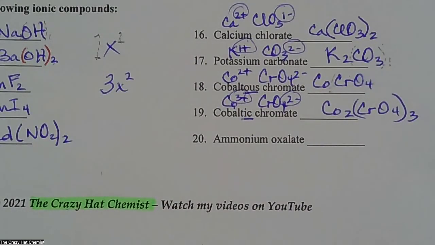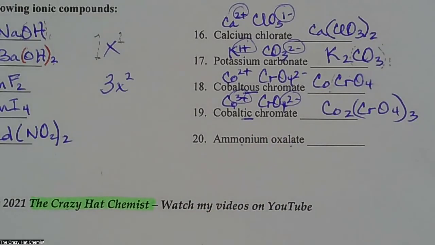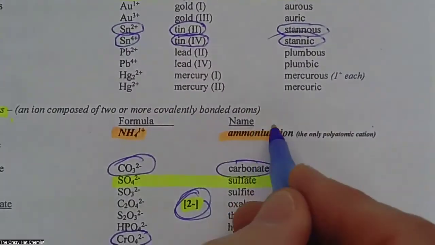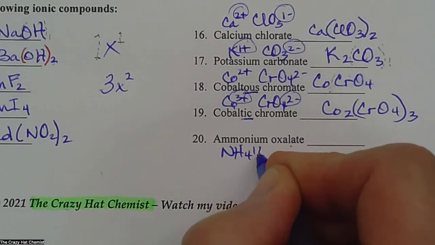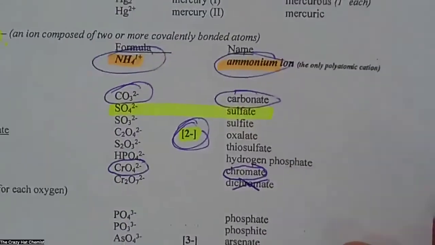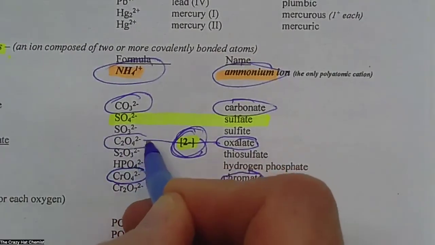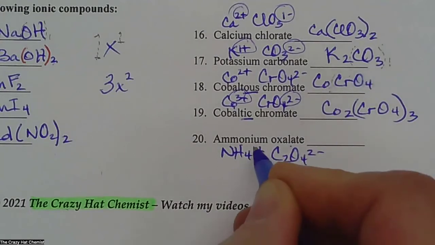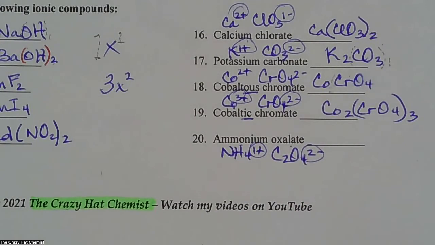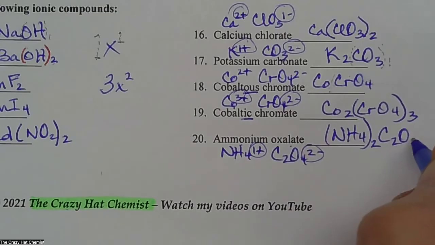Very important problem. Our next one here and final problem here of today is ammonium oxalate. Ammonium is the only polyatomic cation. That's ammonium. That's NH4 1+. And then oxalate is a polyatomic ion in the 2 minus category. There's oxalate that corresponds to C2O4 2-. I'm going to take these numbers right here, flip them, bring them down, and I get (NH4)2C2O4. And that's the end of that one.